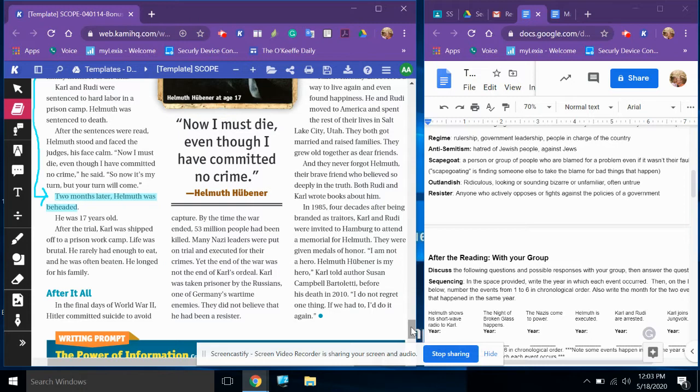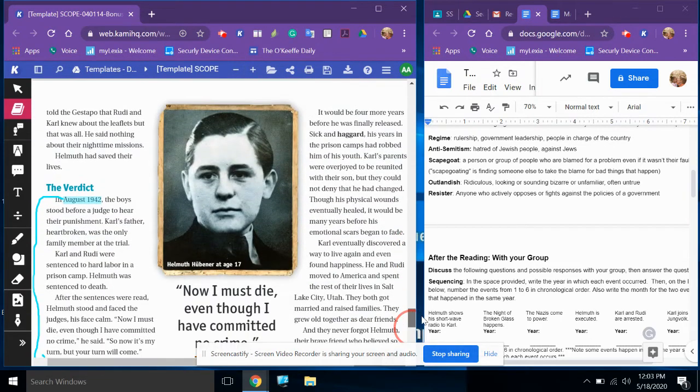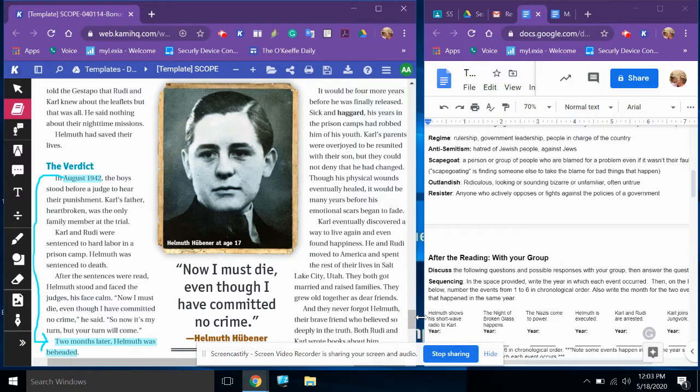Yet the end of the war was not the end of Karl's ordeal. Karl was taken prisoner by the Russians, one of Germany's wartime enemies. They did not believe that he had been a resistor. It would be 4 more years before he was finally released. Sick and haggard, his years in the prison camps had robbed him of his youth. Karl's parents were overjoyed to be reunited with their son, but they could not deny that he had changed. Though his physical wounds eventually healed, it would be many years before his emotional scars began to fade.